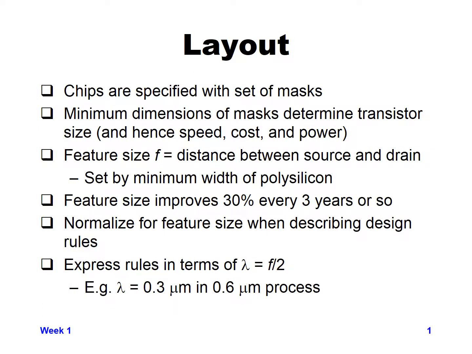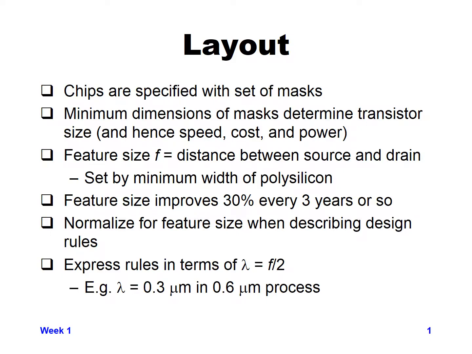So what we just covered were several different masks that were needed in order to generate a simple inverter on an integrated circuit chip. So basically, the summary is IC chips are specified or created using a set of masks, and you have to generate those masks in order to go into a fab facility and create an IC chip.